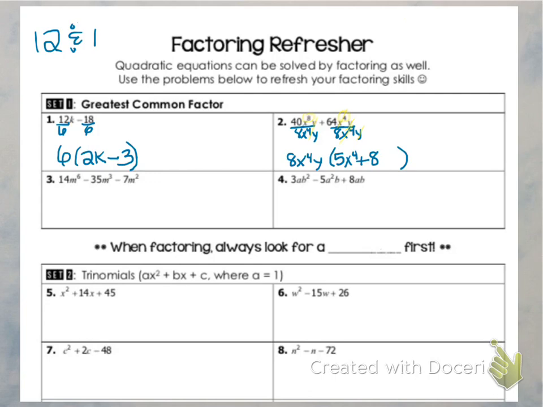So just 8x to the 4th y times 5x to the 4th plus 8 would be the factored form. Let's go ahead and try one more, and then we'll leave one for a you try. And so then you can pause it, try it, and turn back in to test your skills.